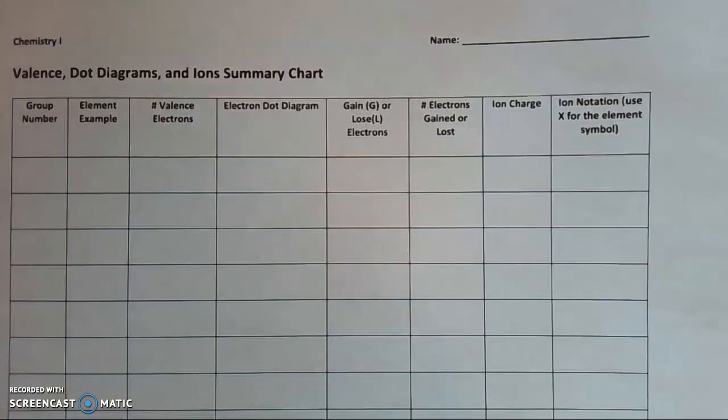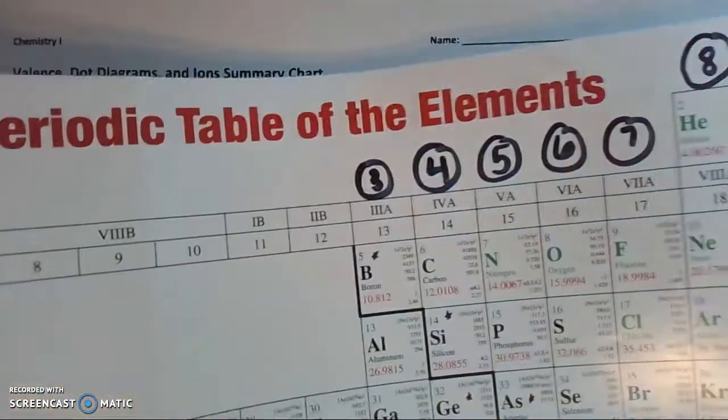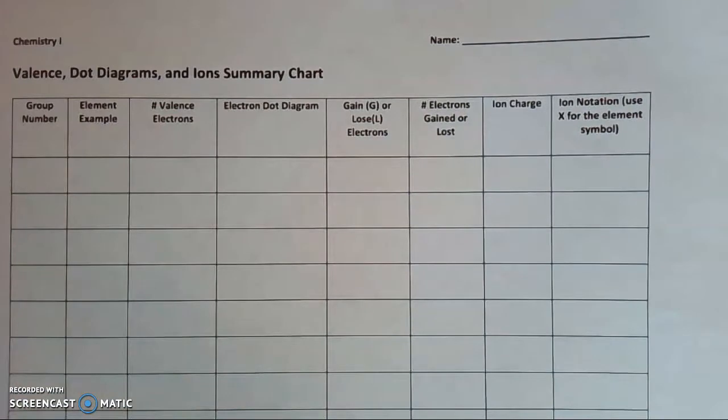This is Chemistry 1, Unit 4, Lesson 1 on electrons. And in this video, we're going to look at this summary chart that puts everything together with valence numbers, dot diagrams, and ion notation. So you are going to need your numbered Flynn Scientific periodic table of elements that has the numbers at the top so we can look at this and use it.